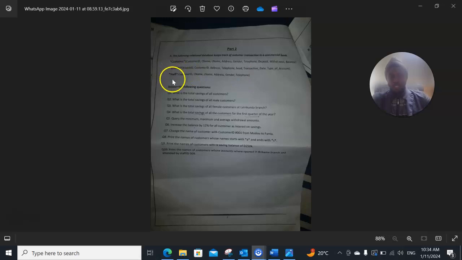So when you look at the last table, which is the staff table, you can see we have customer ID here. Can you see? This customer ID is a foreign key here. Why? Because the original source is from where? The customer table. So it is a foreign key here in order to create a relationship between the three tables.